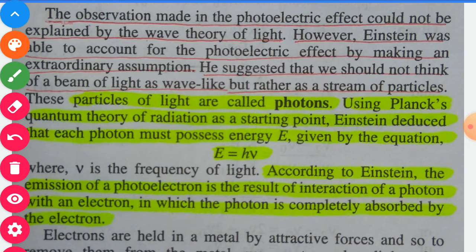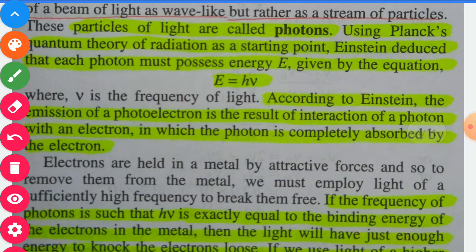So in other words, we may say that emission of an electron, meaning emission of a photoelectron, takes place only when the photon, that is radiant energy, strikes the metal and interacts with the electron present in the metal. At that time the electron absorbs the photon energy and then it is ejected.